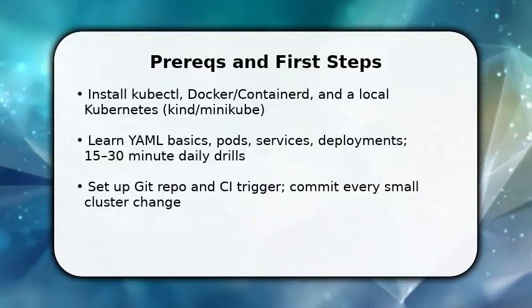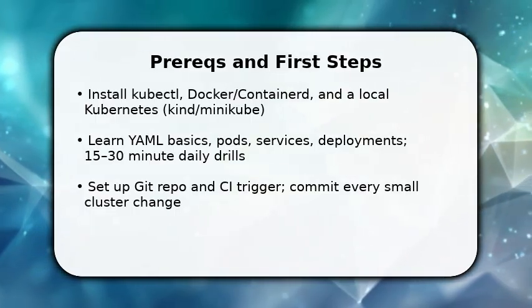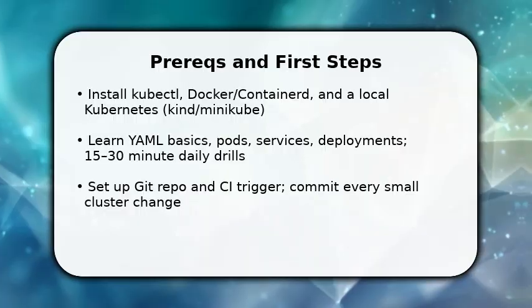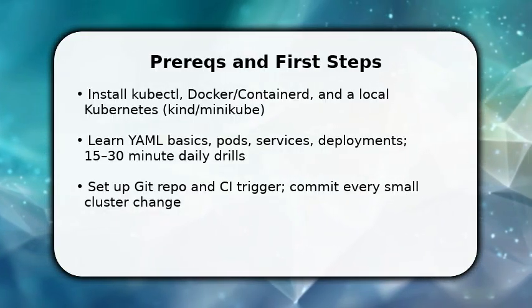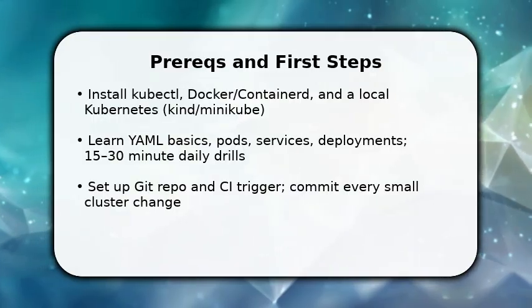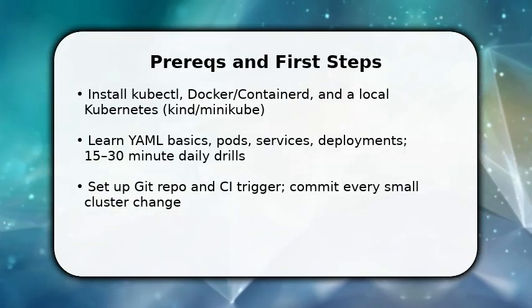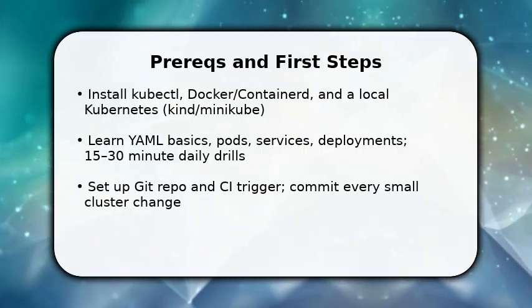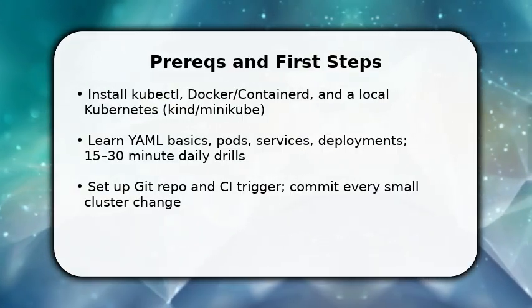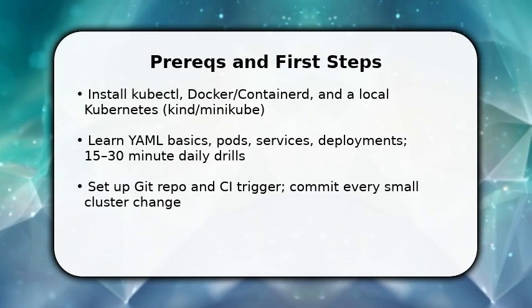You start by ensuring essential tools are ready: kubectl, a container runtime, and a lightweight cluster like kind. You will learn YAML and core objects, pods, services, deployments, because they form the language of Kubernetes. Once done, create a Git repo for manifests and automate applying small changes. Do short, focused daily drills so concepts stick. Practice beats passive reading. This approach gets you running quickly and prevents slow, theoretical bottlenecks.